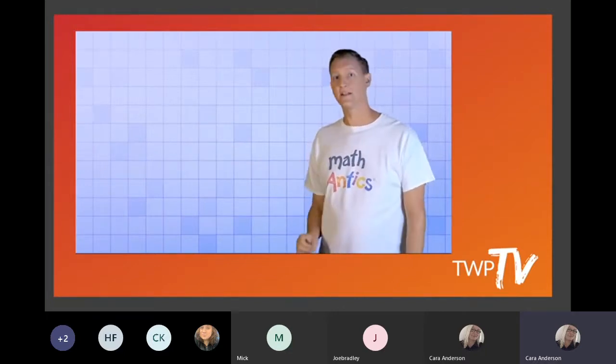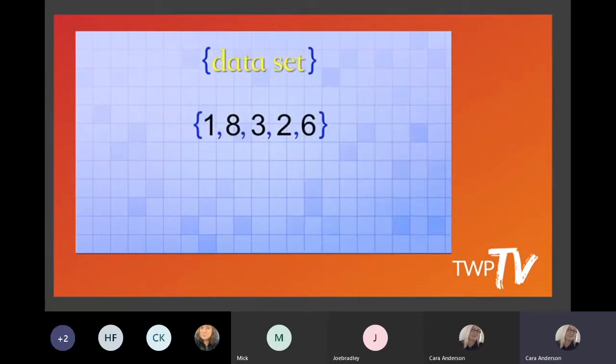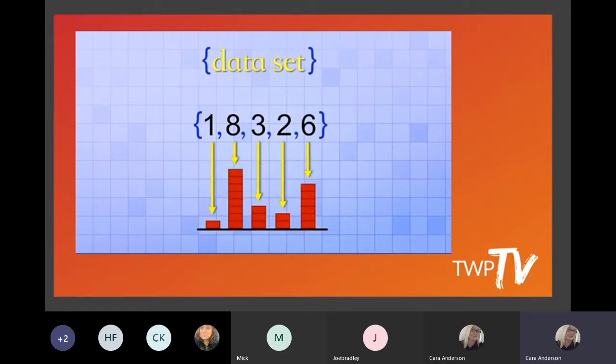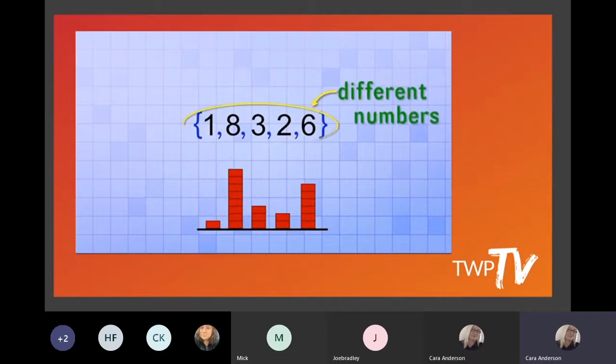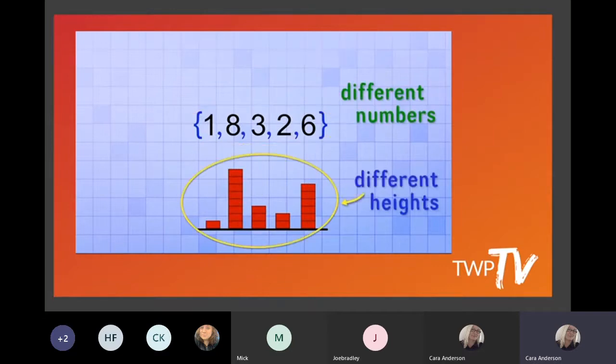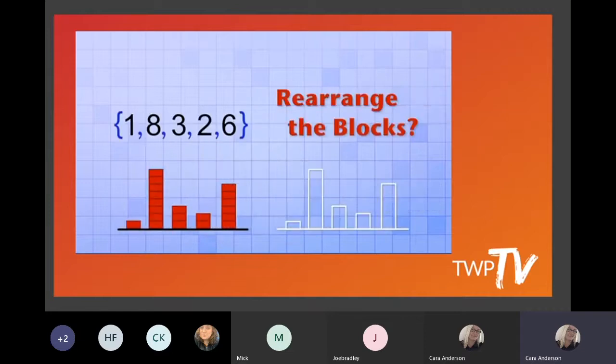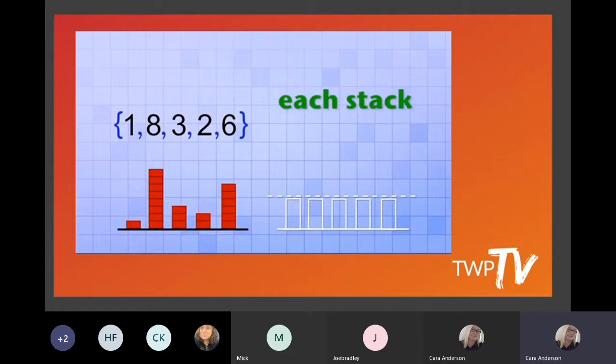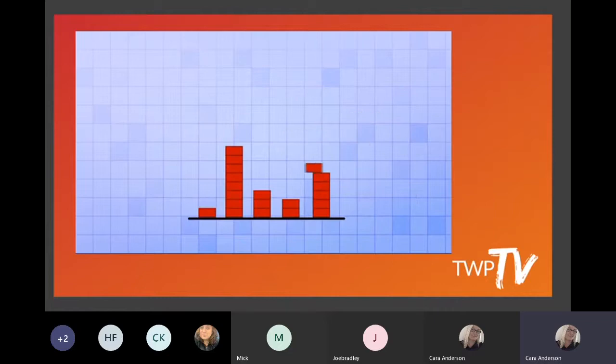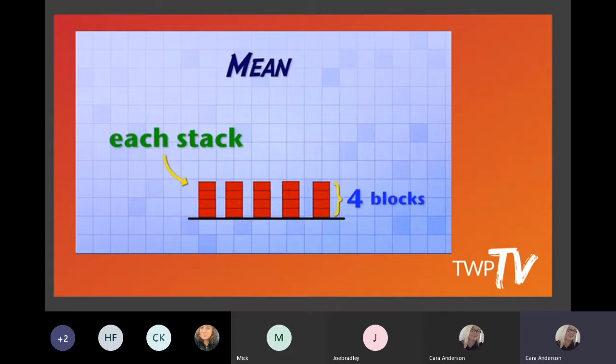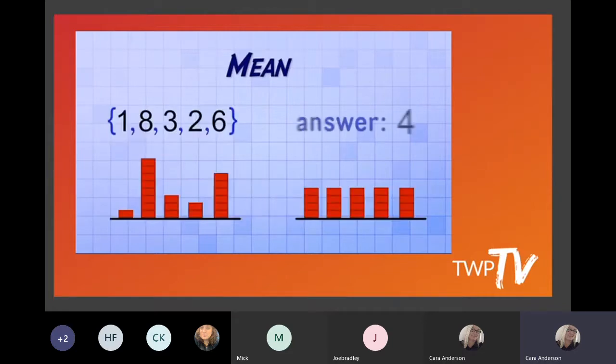To understand what it is, let's look at a simple data set that contains 5 numbers. As a visual aid, let's also represent those numbers with stacks of blocks whose heights correspond to their values. 1, 8, 3, 2, 6. Right now, since each of the 5 numbers is different, the stacks of blocks are all different heights. But what if we rearrange the blocks with the goal of making the stacks the same height? In other words, if each stack could have the exact same amount, what would that amount be? Well, with a bit of trial and error, you'll see that we have enough blocks for each stack to have a total of 4. That means that the mean, or average, for our original data set would be 4.